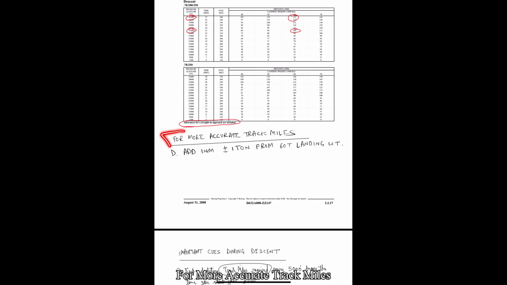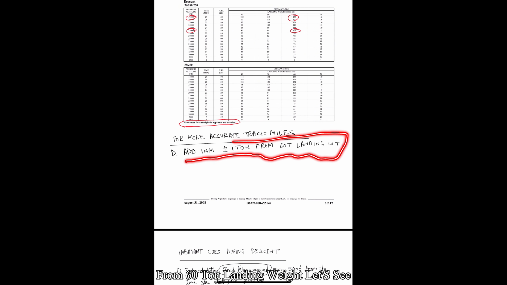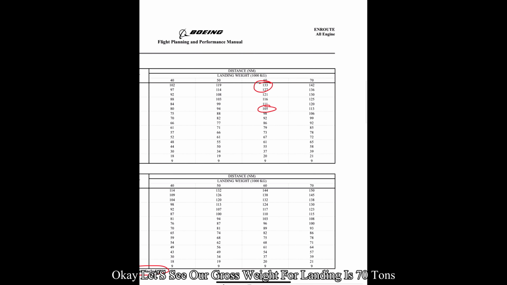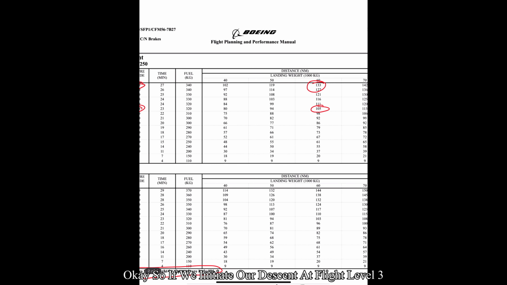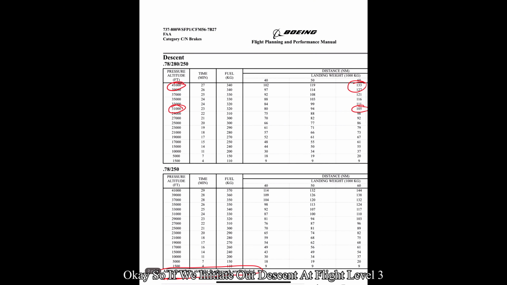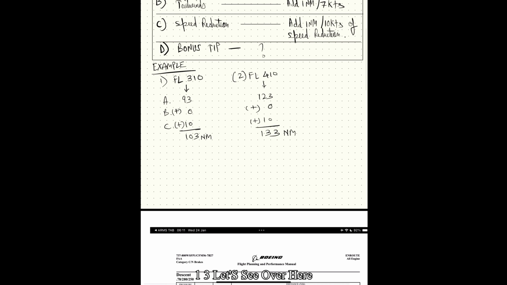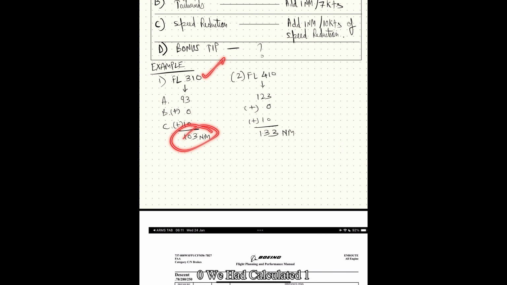For more accurate track miles, here is the bonus tip. Add 1 nautical mile for plus or minus 1 ton from 60 ton landing weight. Let's say our gross weight for landing is 70 tons. If we initiate a descent at flight level 310, our track miles required will be 113. We had calculated 103, and at 70 tons gross weight, that becomes 10 miles extra, so 113 nautical miles.